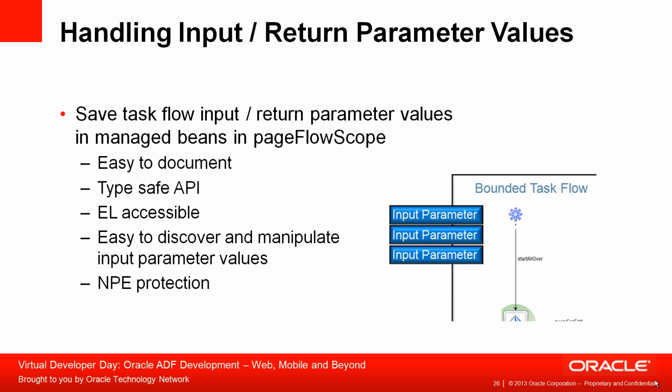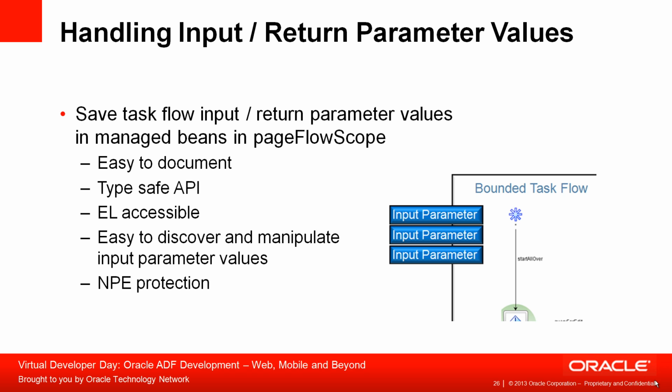out of this is documentation. If the input parameter doesn't speak for itself, you can document in the managed bean what the parameter is providing. You have a type-safe API because the method that you're talking to will expect a specific data type. You will have it expression language accessible.